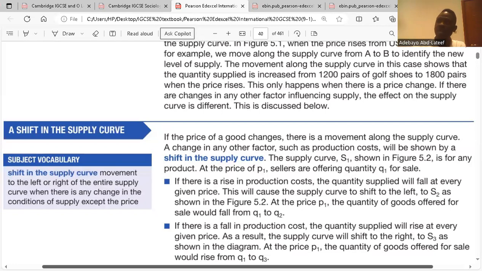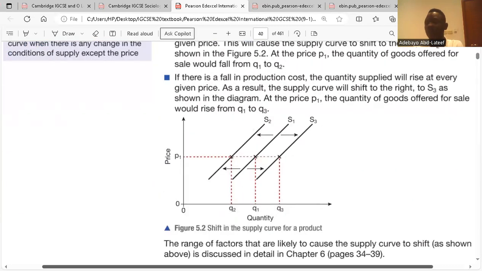A higher price will bring expansion, a falling price will bring contraction. That means there is a direct relationship between the quantity supplied and price of the product. But a shift in supply will be as a result of a change in the non-price factors, such as cost of production. When there's an increase in the cost of production, that means firms are paying more to produce a product. So that will lead to a fall in the supply in the market.